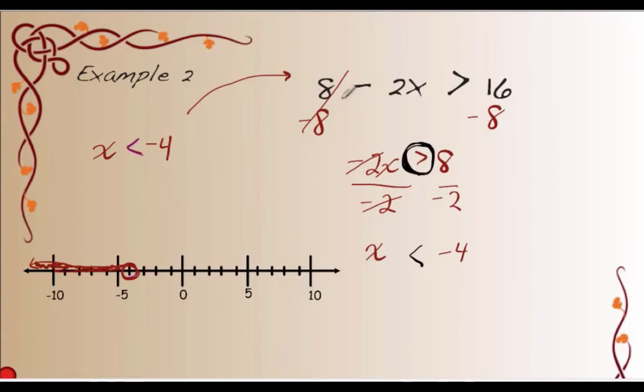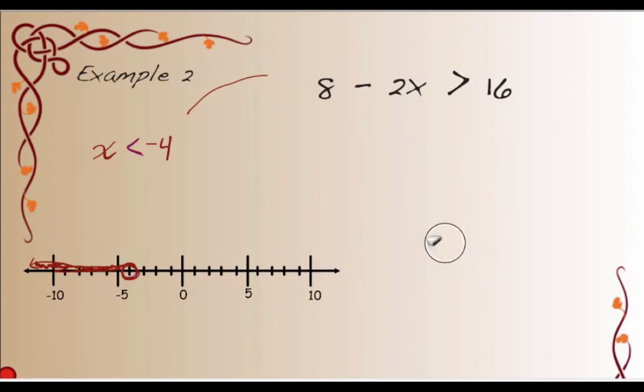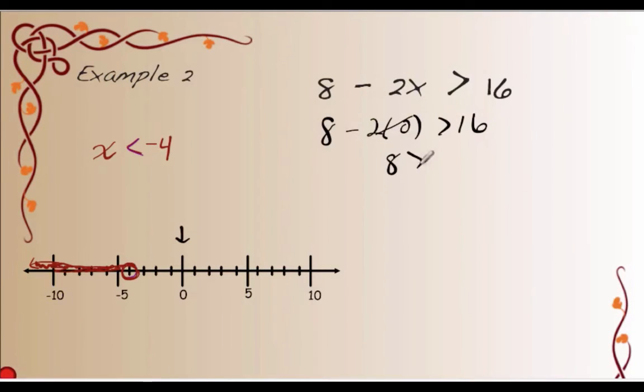And once again, if I clean this page up for us a little bit, I can pick a number. Let's pick 0. That's a great number to pick. Is 8 minus 2 times 0 greater than 16? Nope, 8 is not greater than 16. So that's why all these numbers that aren't shaded in don't work.